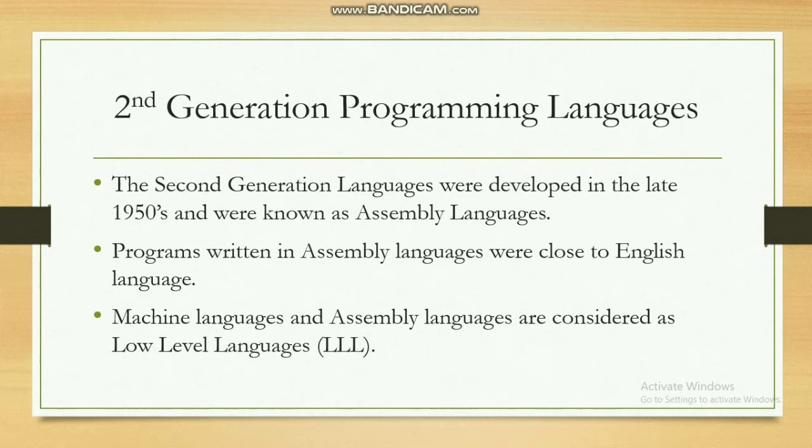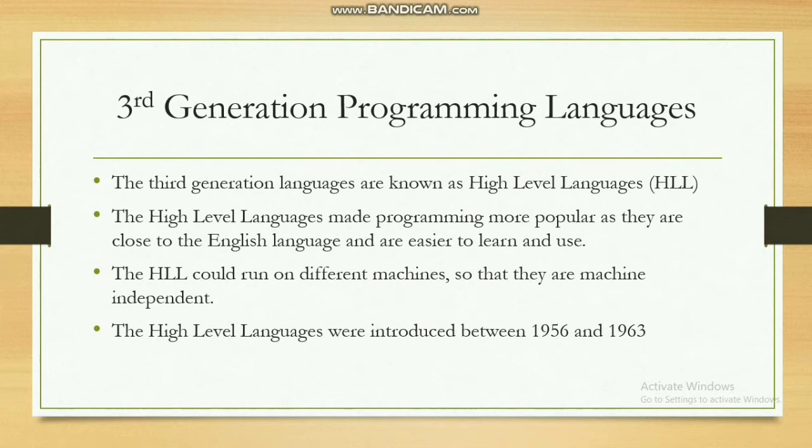In the 1950s, there were assembly languages, the second generation languages, which were near to English. It was not ones and zeros, which was being used at that time, but certain commands could be used by this language. These were the programming languages in the second generation.